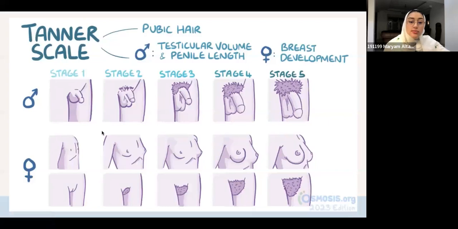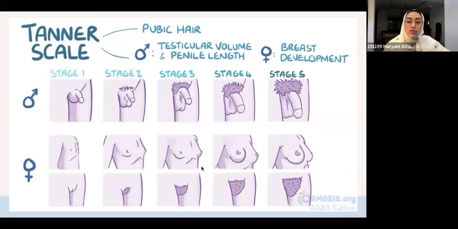At stage 2, it's mainly characterized by an increase in testicular volume, not an increase in penile size, and minimal hair growth visible. You can have the beginning of breast formation in females, but there are no breast mounds yet, and minimal hair that does not cover the entire mons pubis. Stage 3, you have also an increase in testicular volume and an increase in hair development. You have the beginning of the formation of a breast bud in females and increased hair development.